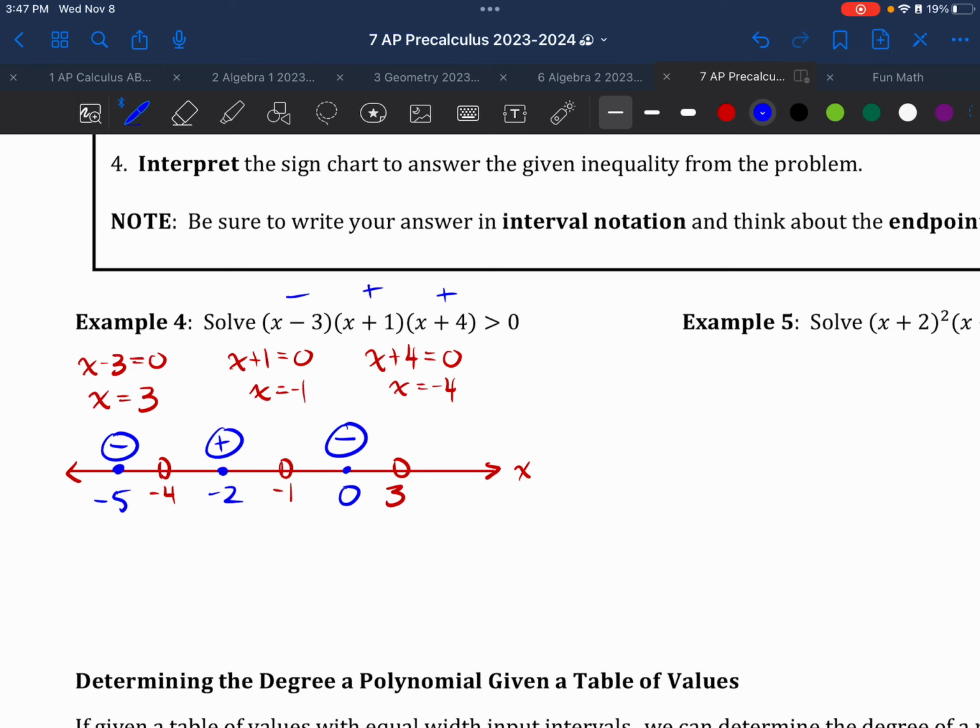And finally, you're going to plug in another value over here. What's a number bigger than 3? Let's plug in 4. When I plug in 4, let's erase these again and do it again. When I plug in 4, I get positive. Plug in 4, I get positive. Plug in 4, I get positive. All of these multiplied together gives you a positive.